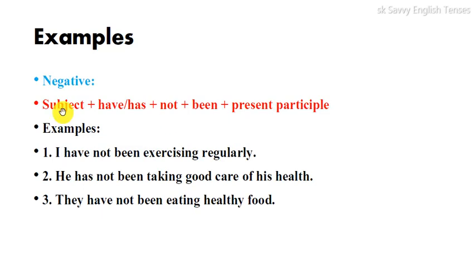Okay, let's talk about making negative sentences in the present perfect progressive tense. As you know, the formula is subject plus have or has plus not plus been plus present participle. So we can make sentences according to this formula. For example, I have not been exercising regularly. He has not been taking good care of his health. They have not been eating healthy food. So this is how negative sentences are made in the present perfect progressive tense.